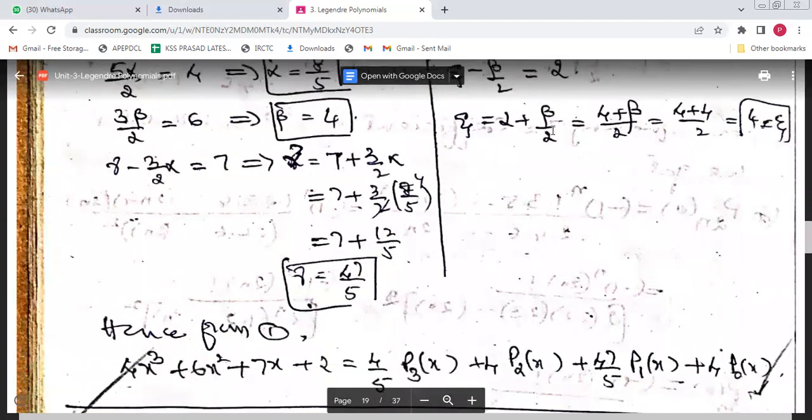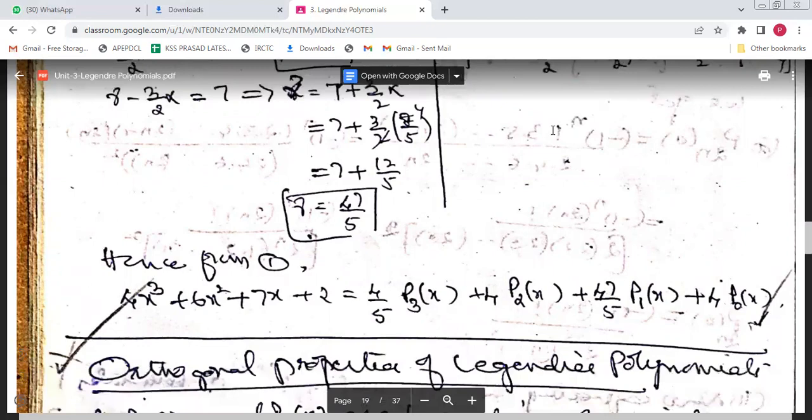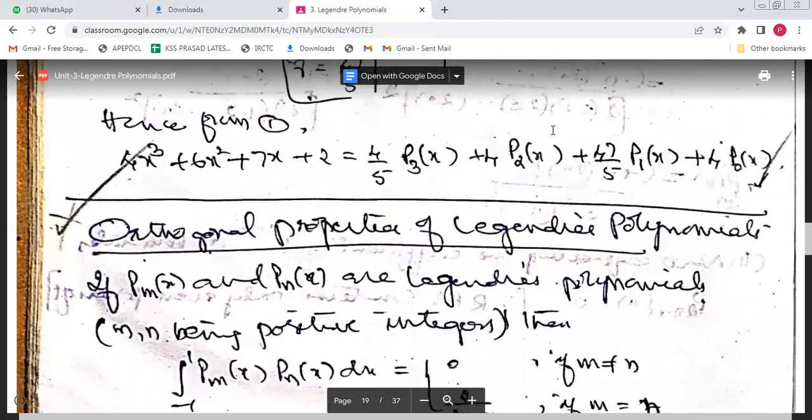So, from the given expression, we can write this as 8 by 5 times P3 of x plus 4 times P2 of x plus 47 by 5 times P1 of x plus 4 P0 of x. I hope that is clear to one and all.